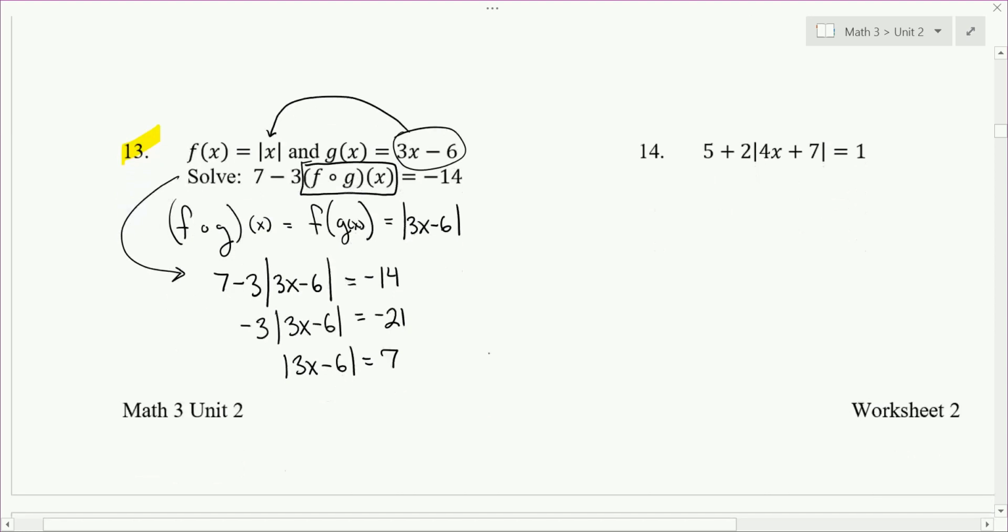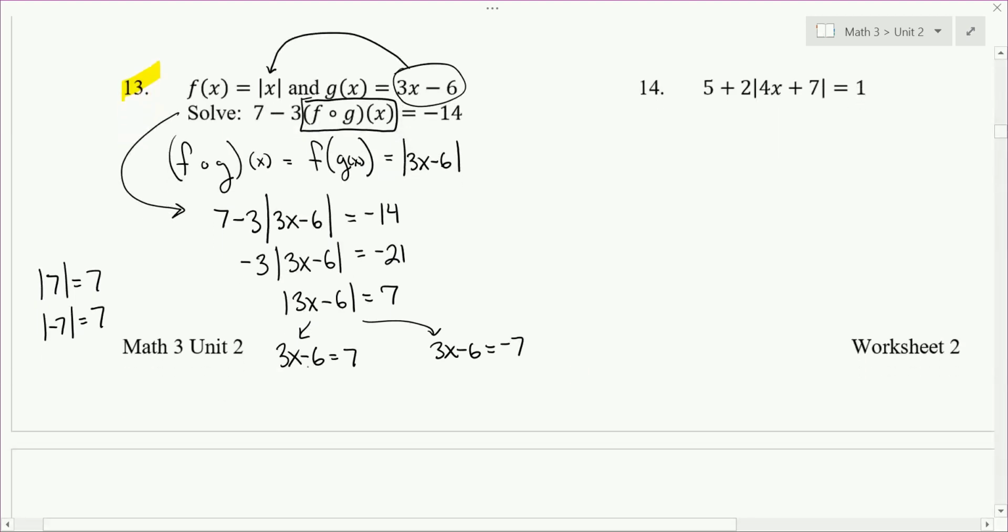Now we know that the absolute value of 7 equals 7, and also the absolute value of negative 7 is equal to 7. So that 3x minus 6 could be either of those two values. It could be a positive 7, or 3x minus 6 could also be a negative 7. Both would produce the absolute value equal to 7.